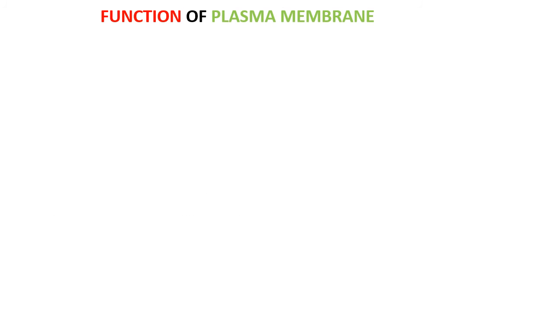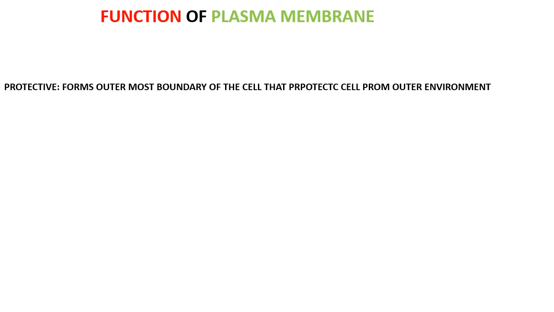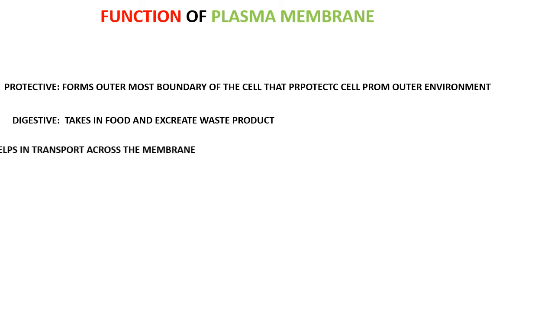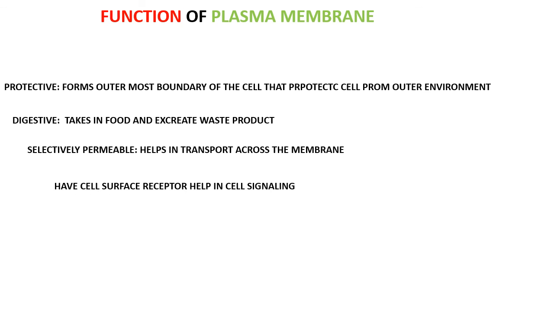So the last topic is the function of plasma membrane. Plasma membrane is protective in nature, that is it is the outermost covering of the cell that protects the cell from the outer environment. It helps in digestion, that is it takes in food and excretes the waste products. It is selectively permeable, that is it helps in transport across the cell membrane. It has cell surface receptors that help in cell signaling, that is molecule to cell communication and cell to cell communication.